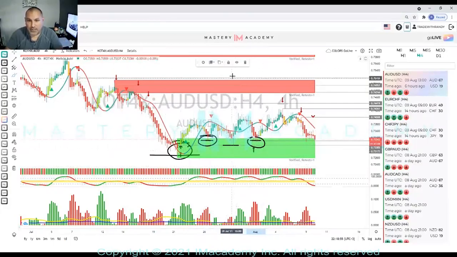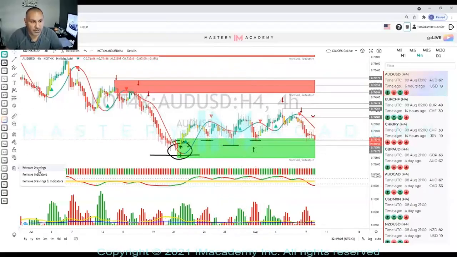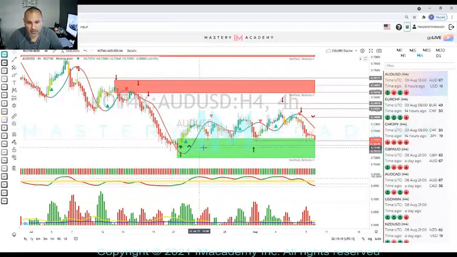You can even use the price action. For those of you that want to know more about price action, we have price action here. Where's the price action? Let me show you. You see this gray line right here? That's a price action line, right?